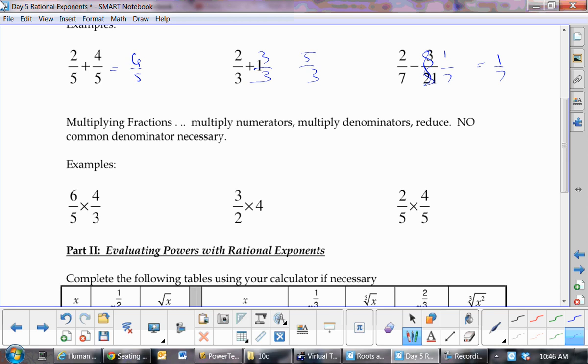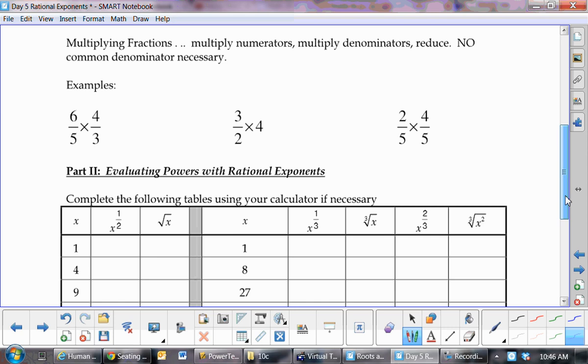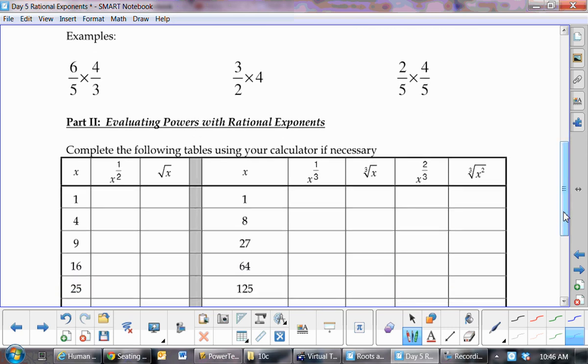Just about in everything you do, addition and subtraction come first, then you do multiplication and division. It is easier to do multiplication and division of fractions than addition and subtraction, because these are so nice. You just have to go 6 times 4 is 24. You go 5 times 3 is 15. So you multiply the numerators, you multiply the denominators, and then you reduce. Is there anything that can go into both of them? 3. So 24 divided by 3 is 8 over 5.